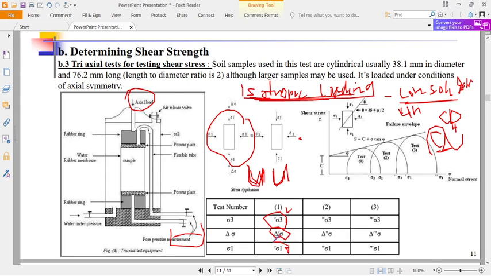the axial stress. When the material shears, then you record the sum of these, which will give you this, which we call the major principal stress. Now for this one, it's called the minor principal stress. This is the major principal stress. Then after that, you repeat the experiment with an increase in confining stress.